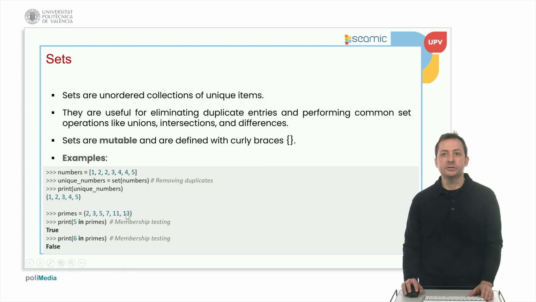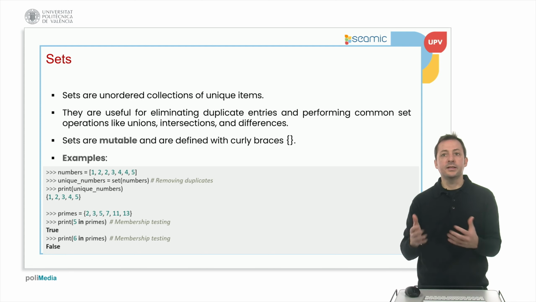We don't care about the order, so we can define this as a set, and we can perform the in operation that we have seen previously in dictionaries in order to check if an element exists in the set. For example, 5 in primes will return true since this element is in the set, and 6 in primes returns false since this element doesn't exist.